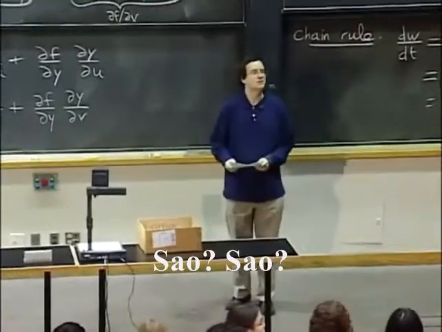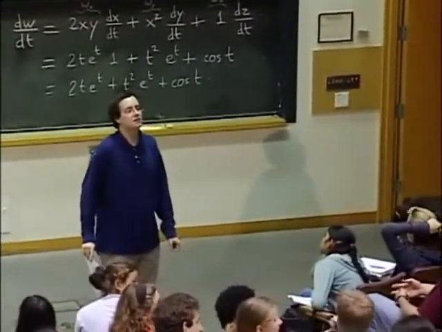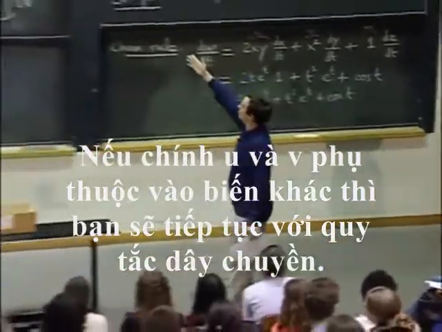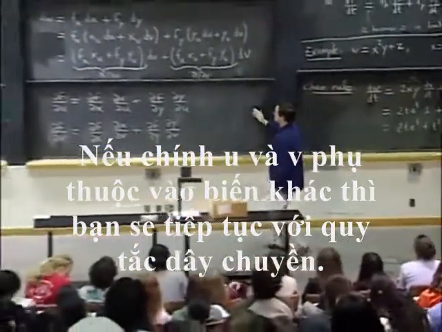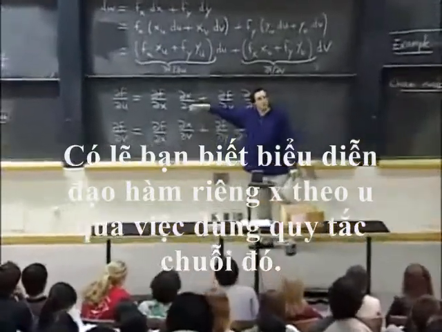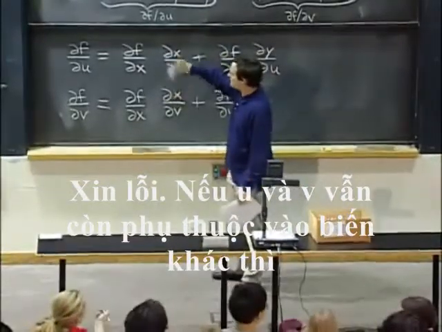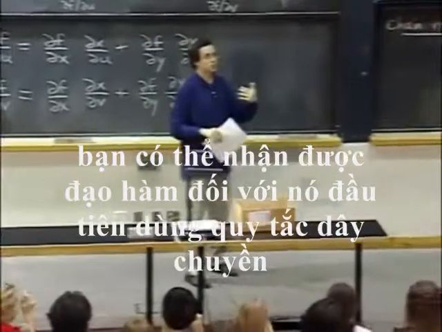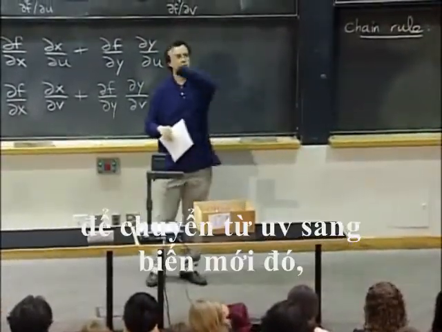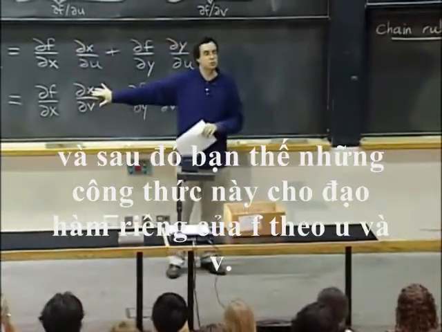Yes? If u and v were both depending on another variable, what would that look like? So if u and v themselves depend on another variable, then you would continue with your chain rules. Maybe you would know how to express partial x partial u using that chain rule. So if u and v depended on yet another variable, then you could get the derivative with respect to that, using first the chain rule to pass from u, v to that new variable. And then you would plug in these formulas for the partials of f with respect to u and v.